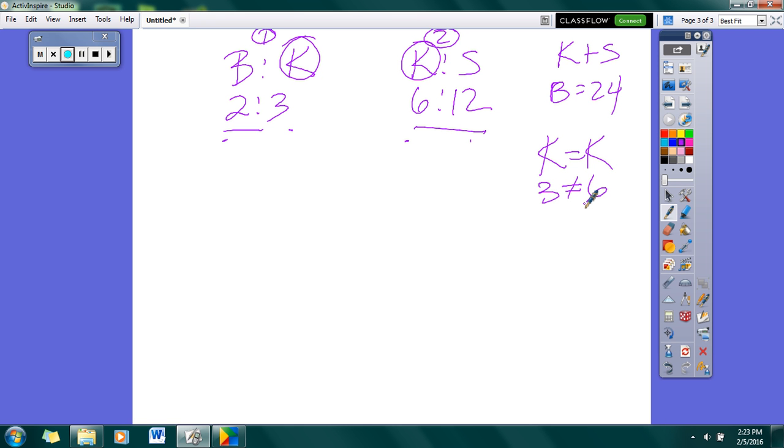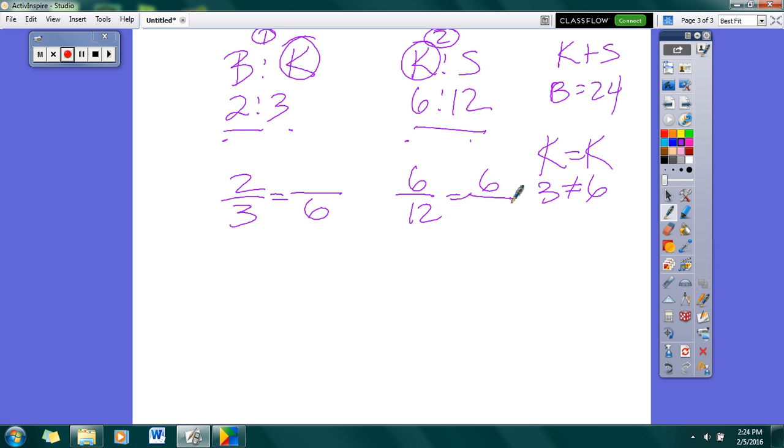So we want to think about, is there a number that 3 and 6 can go into equally? So is there a common multiple? If you remember least common multiple, we want to find the least common multiple of 3 and 6. Now when we look at these two numbers, we should see that 6 is the least common multiple of 3 and 6. So we want to make anything that's Keith equal to 6. So I'm going to say 2 to 3 is equal to blank over 6, and 6 over 12 is equal to 6 over blank. So let's take a look.